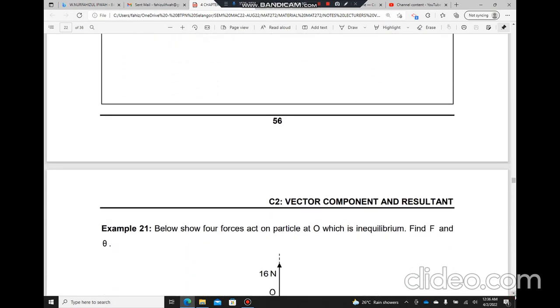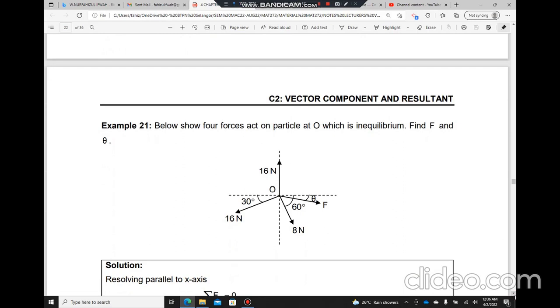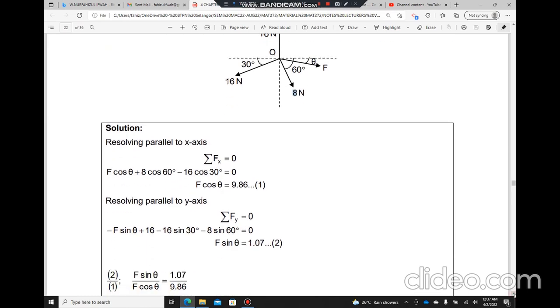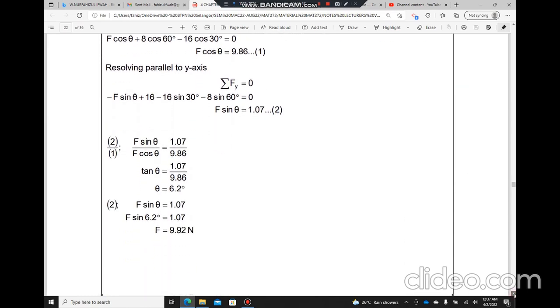Okay, so you can try to solve example 21. Cuma yang ni beza disuruh cari theta. Okay, so you can try it. So yang ni dia dah bagi force which are 16 Newton, 16 Newton juga yang bawah, and then this one 16, number 2 16, number 3 8 Newton, and then number 4 F. So dekat sini sama juga, kalau nak senang you all buat table and then check one by one vector X and component X and component Y.